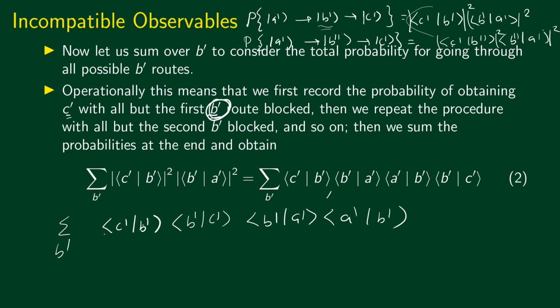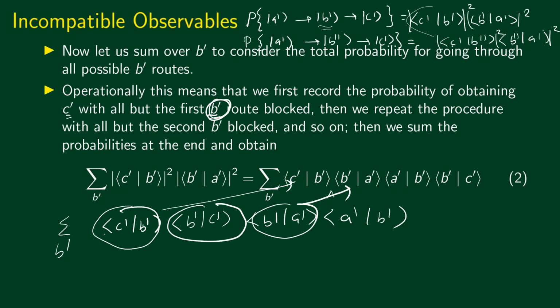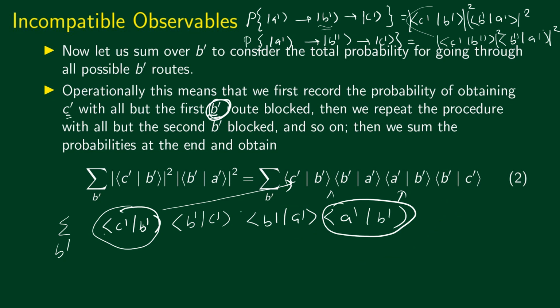Right, so this is written here in a slightly rearranged manner. I've got bra C prime ket B prime here, that is this, and I have got bra B prime ket A prime here, that is this term, and this bra B prime ket C prime appears here, and bra A prime ket B prime appears here. So this is how I get all these terms. It doesn't matter, since these are numbers, in which order you multiply them. We have just written it in a convenient manner, that's all.